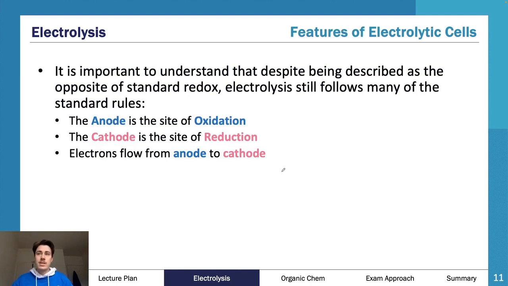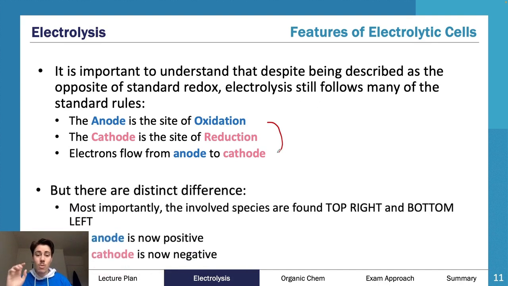So features of an electrolytic cell: the anode stays with oxidation, the cathode stays with reduction, or reduction occurs at the cathode and oxidation occurs at the anode. The electrons still flow anode to cathode. None of this changes. This is all the same. What has changed is that the anode is now positive and the cathode is now negative.